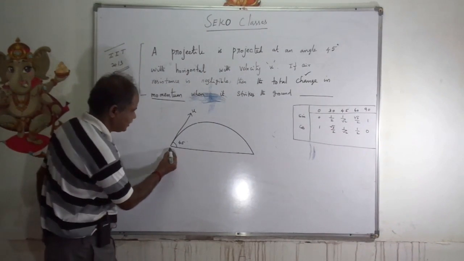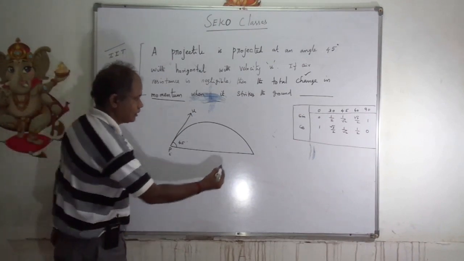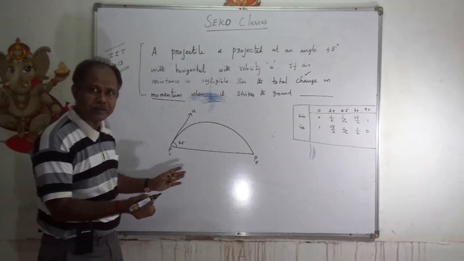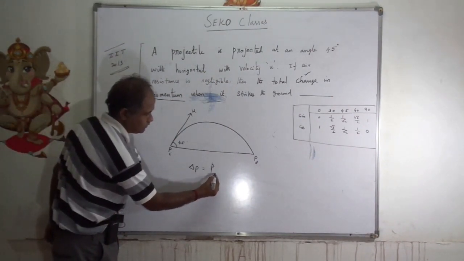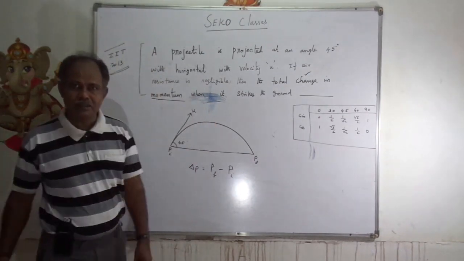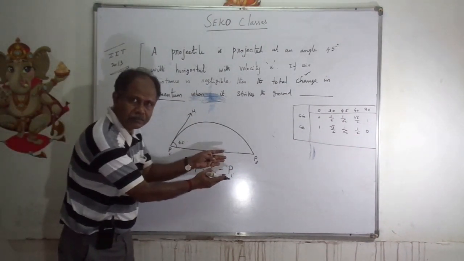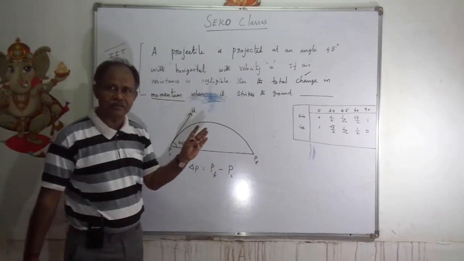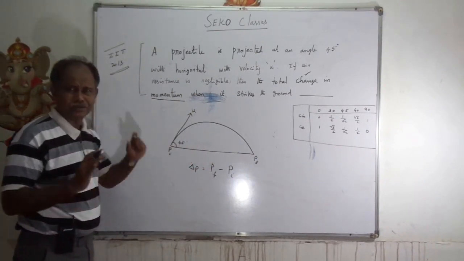For example, let this be the initial momentum, and here the final momentum. Change in momentum means delta P, which is nothing but final momentum minus initial momentum. We need the final momentum and initial momentum, subtract one from the other, and you can get the change in momentum easily. It's a very interesting one, but a simple topic.